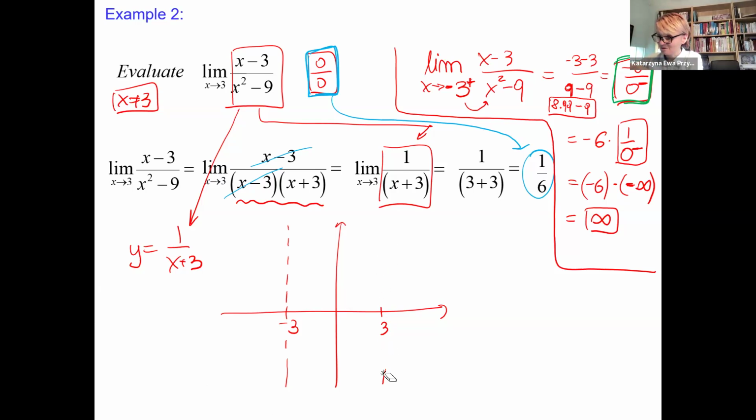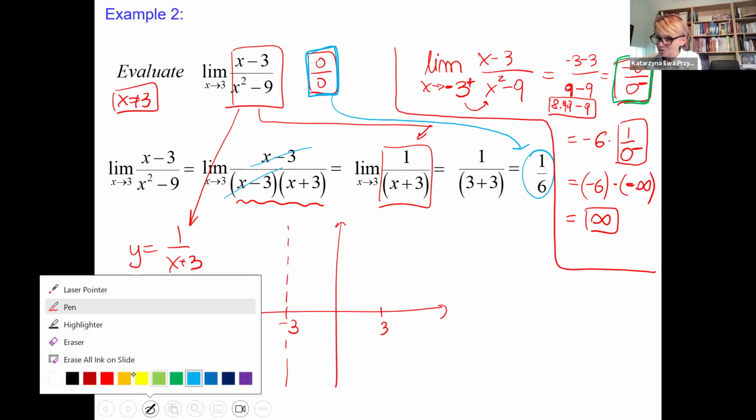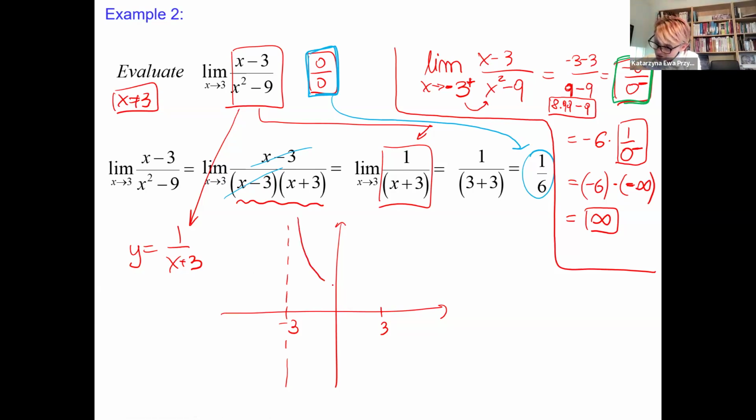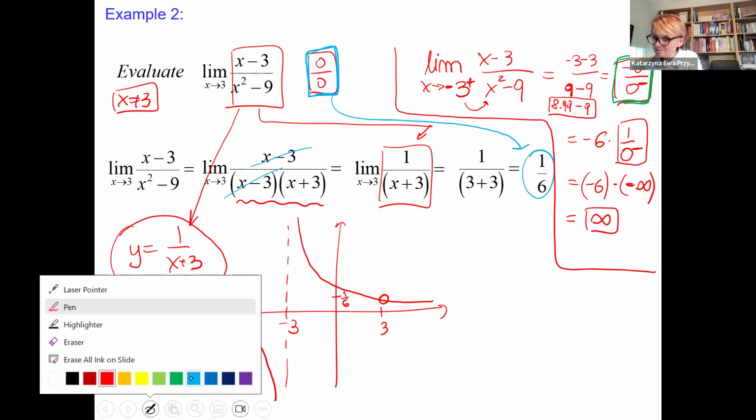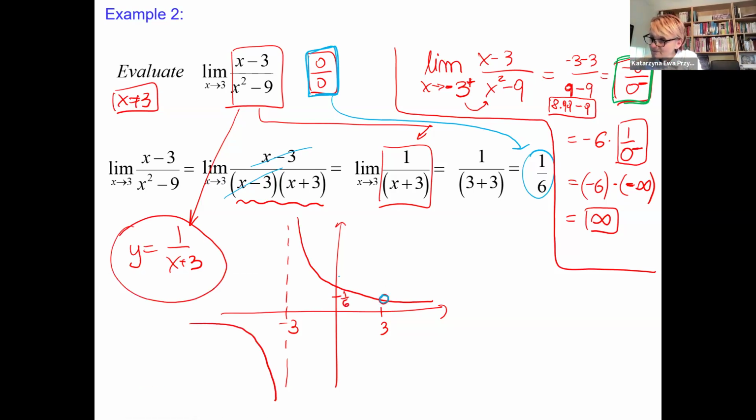I can actually remove this, because the limit at 3 is 1/6. Let me draw a function, because I know that function looks like this. It's just shifted, yes? Like if this was just algebra class, it's just shifted 3 units to the left-hand side. But at 3, we have a hole, and that hole is 1/6, because this function came from the top one, the original one.